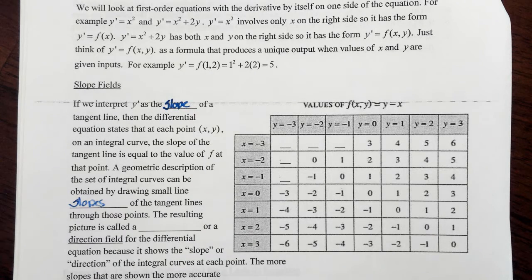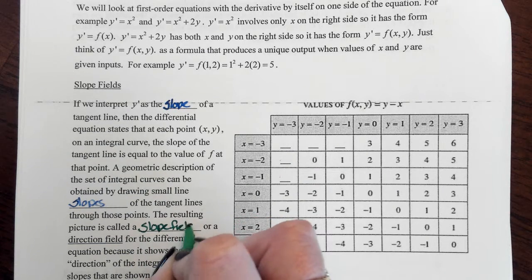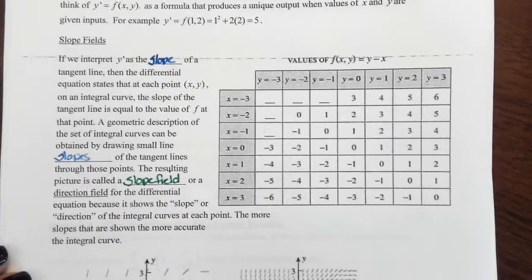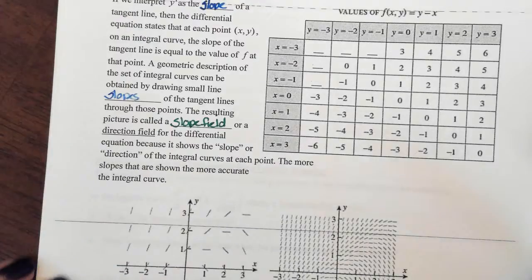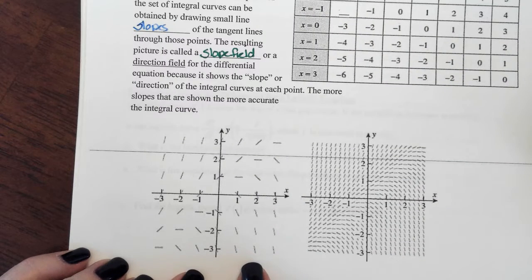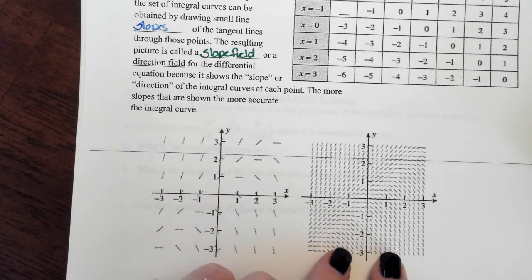The resulting picture is called a slope field, or a direction field, for the differential equation because it shows the slope or the direction of the curves at each point. The more slopes that are shown, the more accurate the curve is going to be. This is an example of what a slope field looks like. As you can see in these two diagrams, we've just got small tangent lines drawn at each particular point. So at (1, 0), here is the slope of a tangent line. Obviously, the more points that are represented, the more accurate the field is going to be.